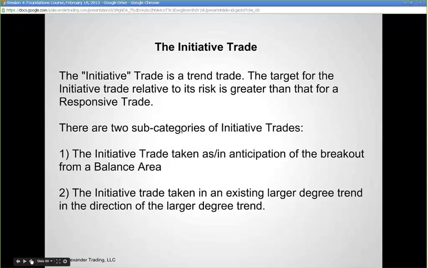Okay, the initiative trade is a trend trade. And the target for the initiative trade relative to the risk of the initiative trade is greater than that for a responsive trade. In other words, it is not unusual, and I'm not just saying this, and Troy's not just saying this, some of the people in this room will validate this and attest to it. It is not unusual to have an initiative trade that will yield you 8, 9, 10, 12 times your risk. That's not a pipe dream.